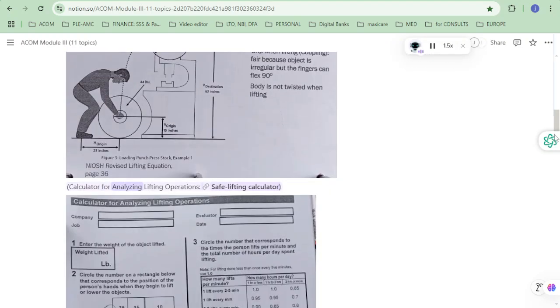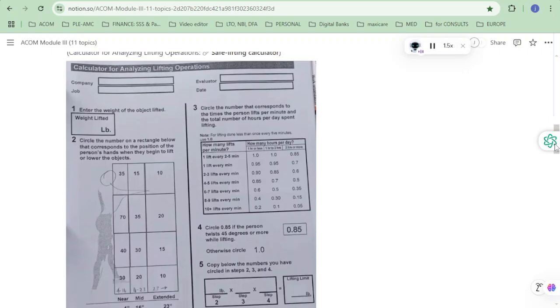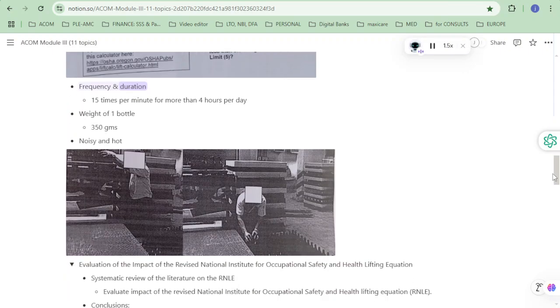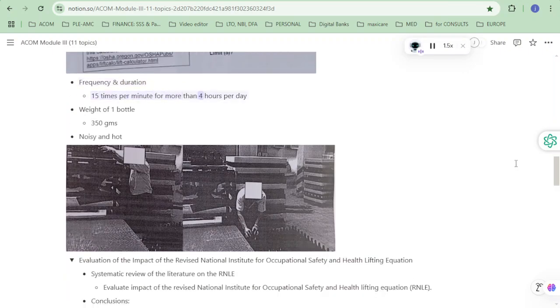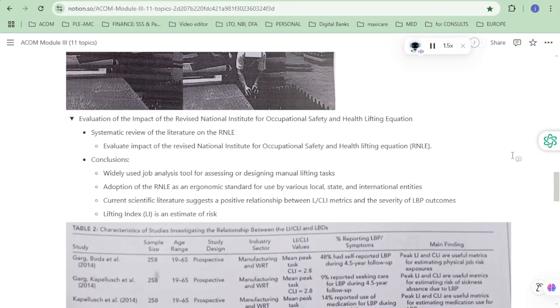Calculator for analyzing lifting operations, safe lifting calculator. Frequency and duration: 15 times per minute for more than 4 hours per day. Weight of one bottle, 350 grams. Noisy and hot.